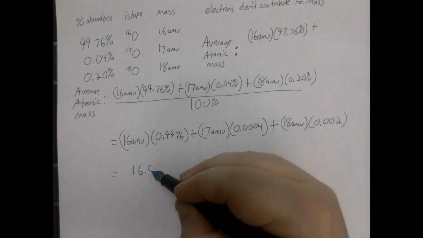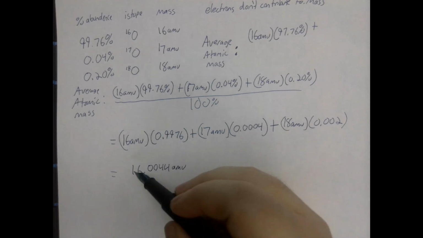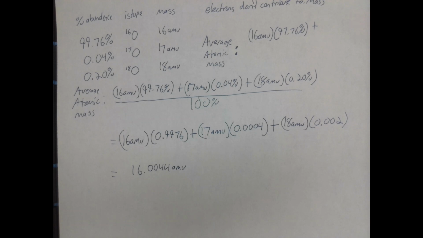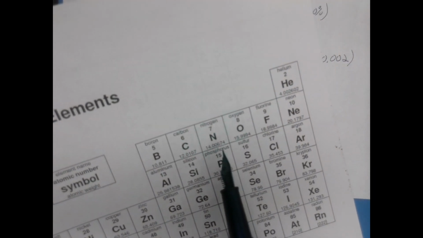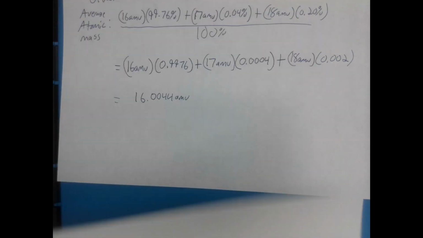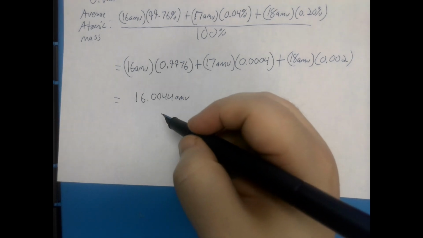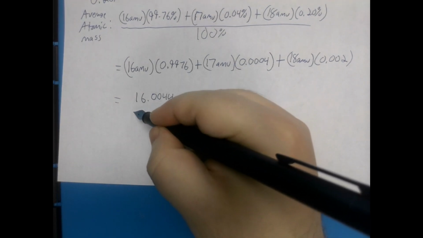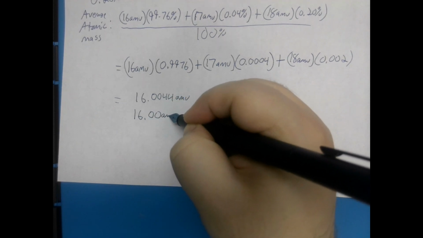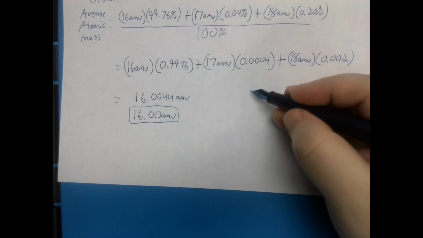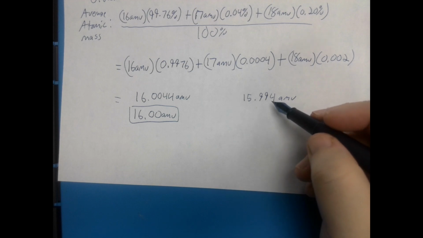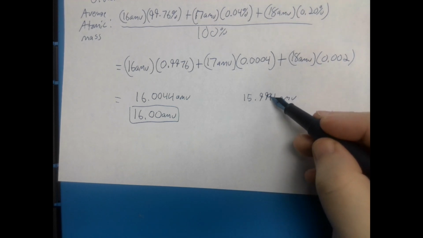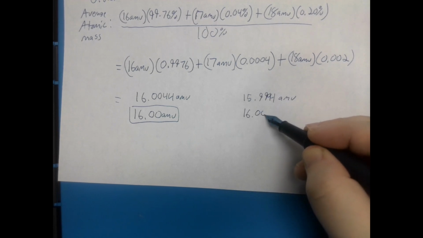And you should get 16.0044 AMU. If you look at the periodic table, you'll notice that we're slightly off. It says that the correct value is 15.9994. So if we were to round this to 4 significant figures, this would be 16.00 AMUs. And if we take the periodic table value, 15.9994 AMUs, and round it to 4 significant figures, that is also 16.00 AMUs.